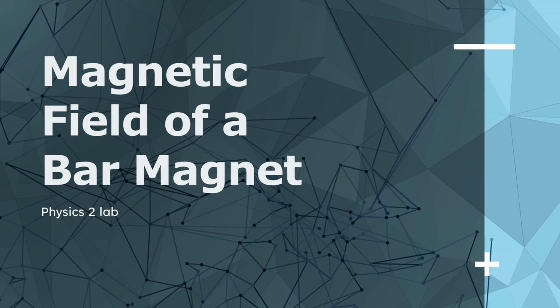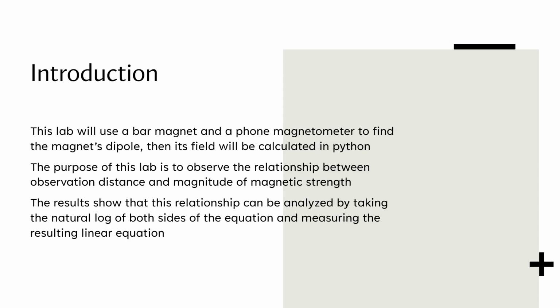This is my lab report on the magnetic field of a bar magnet experiment. This lab will use a bar magnet and a phone magnetometer to find the magnet's dipole, and then the magnet's field will be calculated in Python. The purpose of this lab is to observe the relationship between observation distance and the magnitude of magnetic strength.